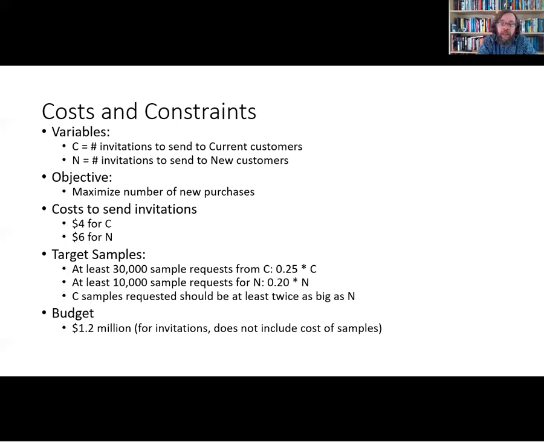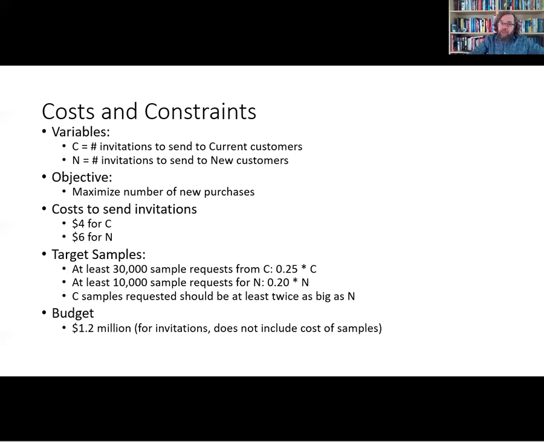We have a maximum spending budget on this of $1.2 million. This is not including the cost of the samples. This is just the cost of reaching out to the customers. And you might question that decision. We could certainly add it in and it wouldn't make it significantly more difficult. But we're trying to reach a certain number of people, and regardless of which one we're sending them to, for simplicity, we're assuming that the cost of the samples to each group is the same.